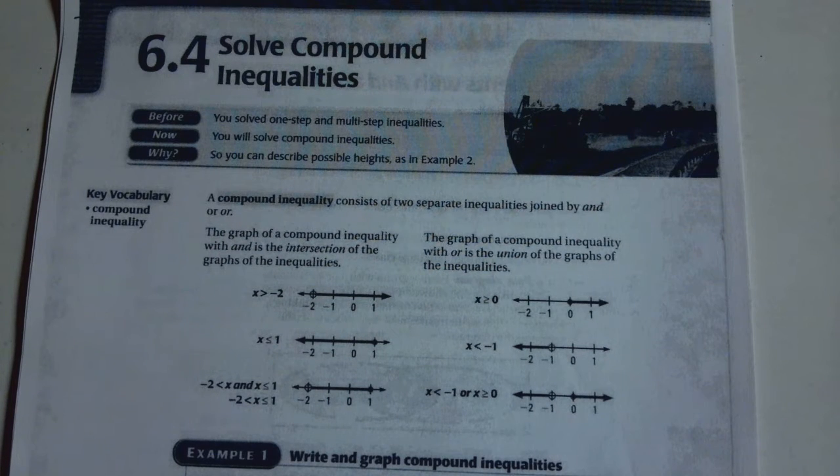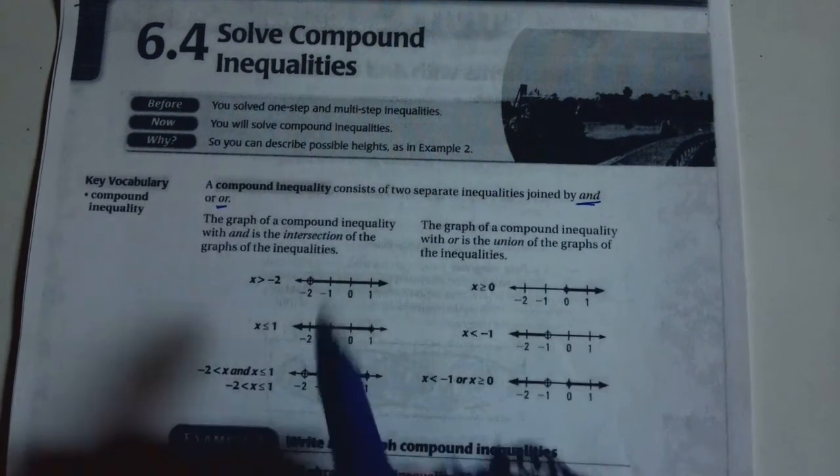Okay, class, we're on to 6.4. Solve compound inequalities. So compound means when you have things together. So we're going to see a compound inequality consists of two separate inequalities joined by an "and" or "or". Okay, so it's either an "and" or an "or". I know it sounds weird to say "or and or".